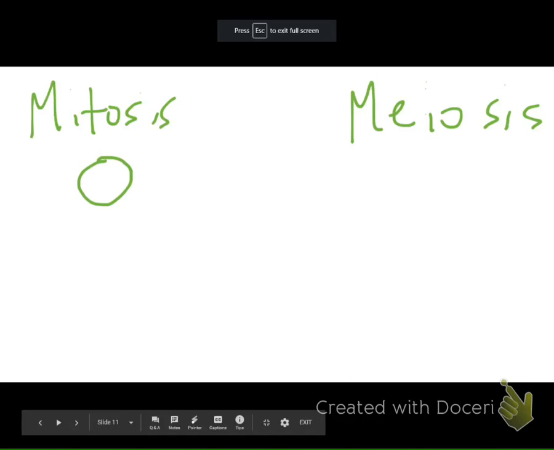Look at your I can statement. What type of cells do you think? Somatic cells. Now, what is that another word for? Your body cells. So everything except for sperm and egg, your body cells. Somatic means body cells.